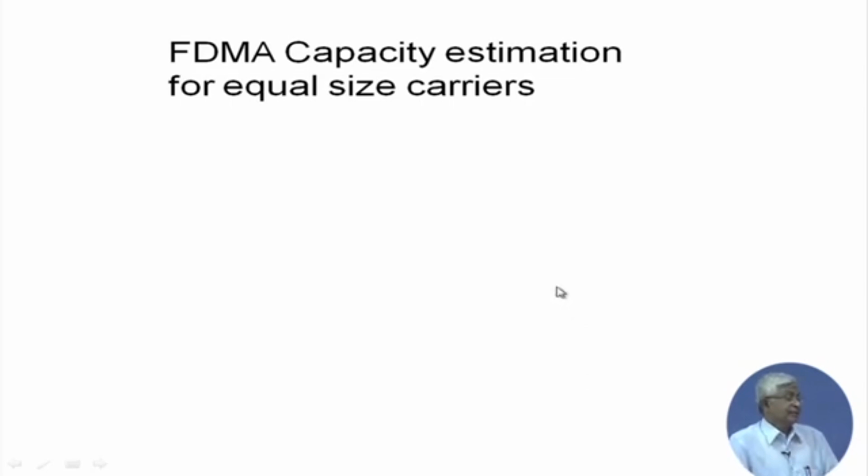Now let us try to see how we do some capacity estimates, and we will have some assumptions. Of course, a lot of assumptions will come. One of them is equal size carriers in terms of power, in terms of bandwidth, both ways.